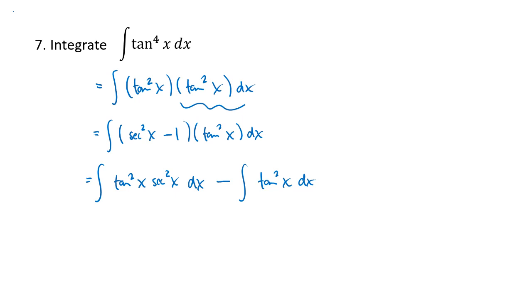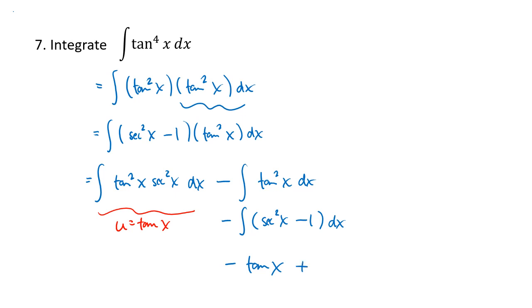Now this first integral, I'm going to be able to do a u equals tangent of x substitution. The second integral, I'm going to use my identity again to rewrite tangent squared as secant squared of x minus 1. And I can integrate secant squared, because that's just going to give me tangent of x. I can integrate 1 because the antiderivative of 1 is x. And so that's just going to give me plus x because I've got two negatives there, minus and minus. And then I've got my plus c at the end.